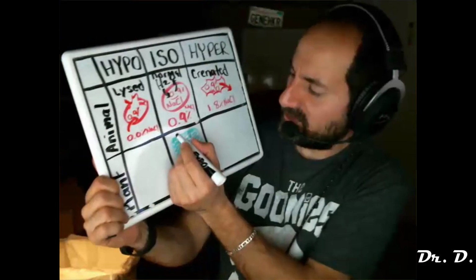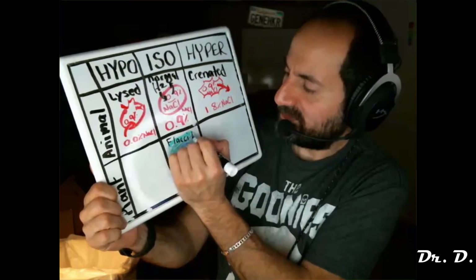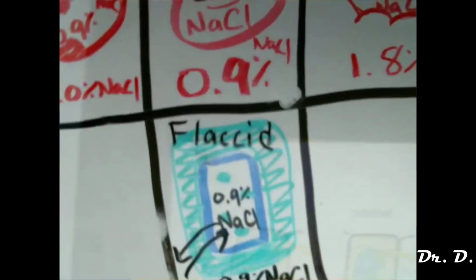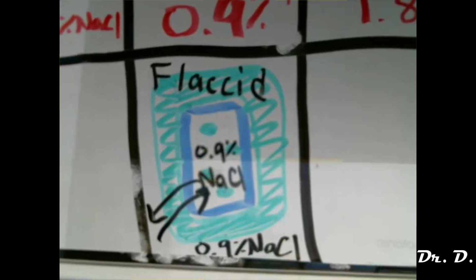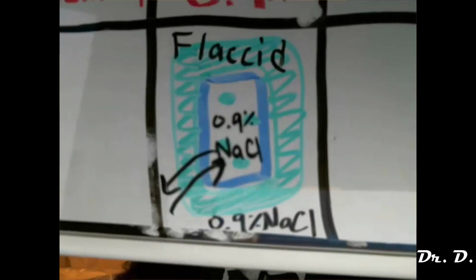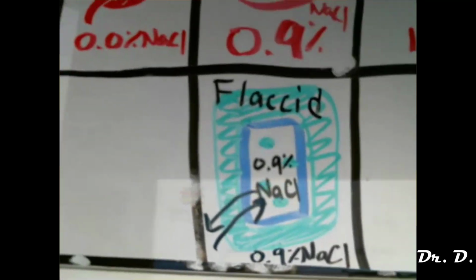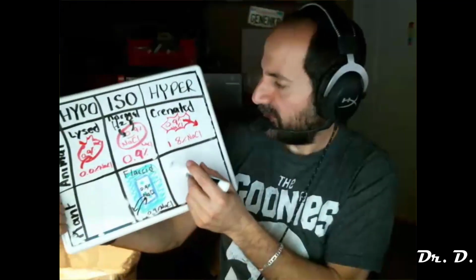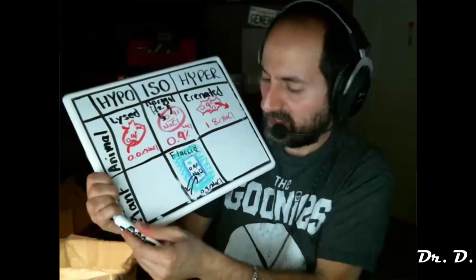This cell is called a flaccid cell. And flaccid means droopy. Plant cells actually don't prefer isotonic solutions because that causes the cells to kind of get droopy. Instead, do you know what plant cells prefer? They prefer hypotonic solutions. Hypotonic.